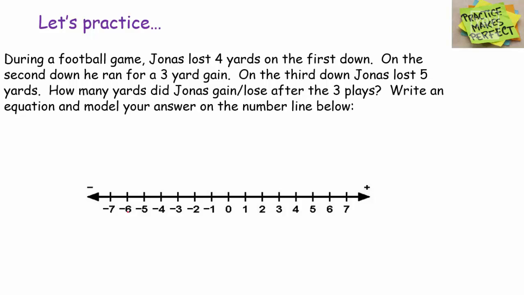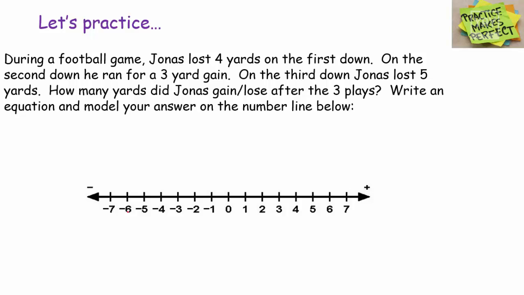It says, during the football game, Jonas lost 4 yards on the first down. On the second down, he ran for a 3-yard gain. On the third down, Jonas lost 5 yards. How many yards did Jonas gain or lose after the 3 plays? Write an equation and model your answer on the number line below. Go ahead and pause the video, try it on your own, and then come back and check your work.